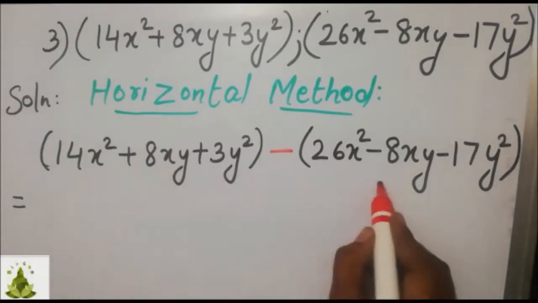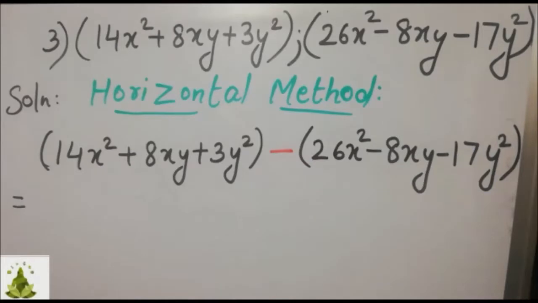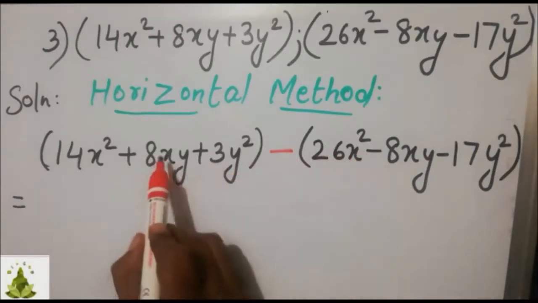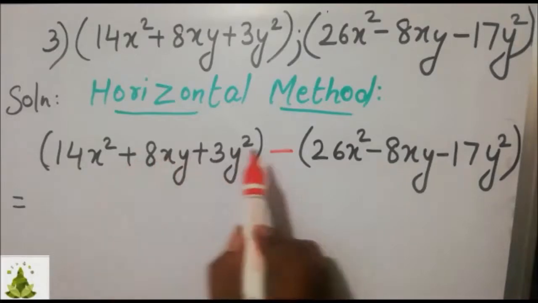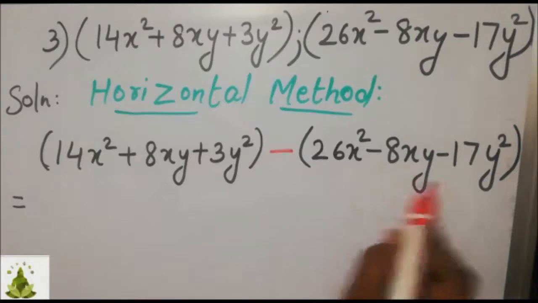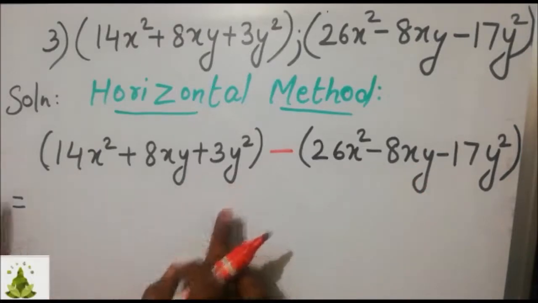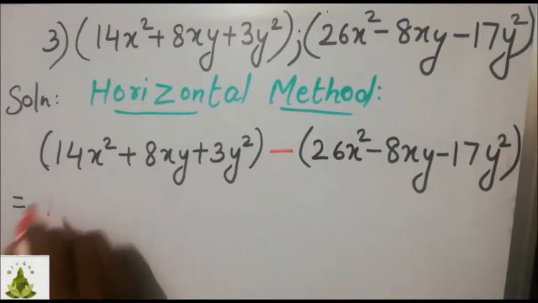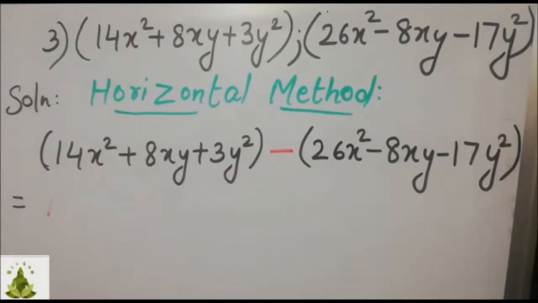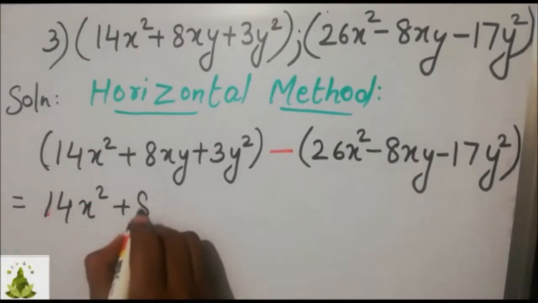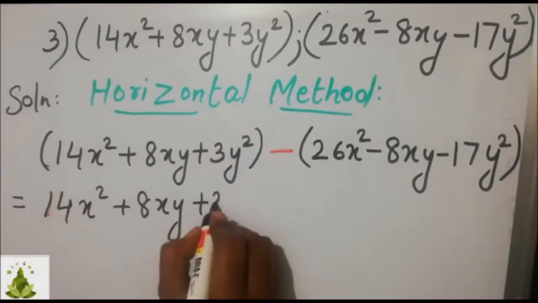Subtract this second expression from the first, so you will get the first statement. Is it clear to you? How to write in the horizontal method is clear. You will write the first expression first, then from that you will minus the second expression. Now opening the bracket, this one as it is you have to copy down. Here it is a plus sign, no other sign outside, so you can open it as it is. So you will get 14x square plus 8xy plus 3y square.